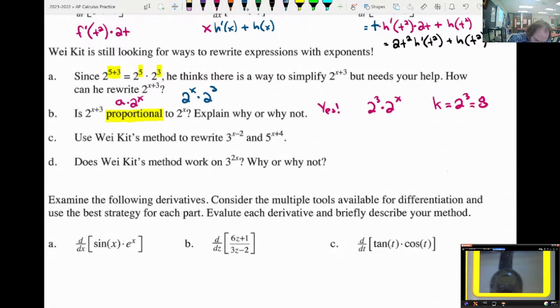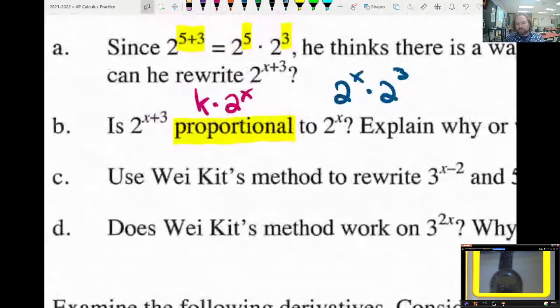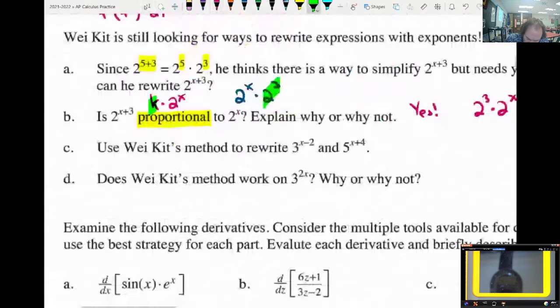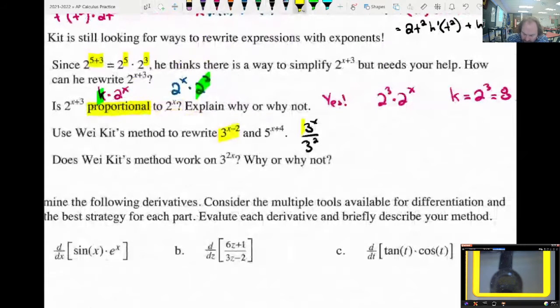I guess if I'm being consistent, I should put k over here, because we think about proportional situations as k times something. In this case, the constant is the 2 to the 3rd, or 8. Let's use the same method to rewrite 3 to the x minus 2. How about 3 to the x over 3 squared? In this case, we have to divide. In order to get that subtraction, we need to divide the two things that are being raised to those powers. And for the other one, for 5 to the x plus 4, that's going to be the same thing as it was above, 5 to the x times 5 to the 4th power.